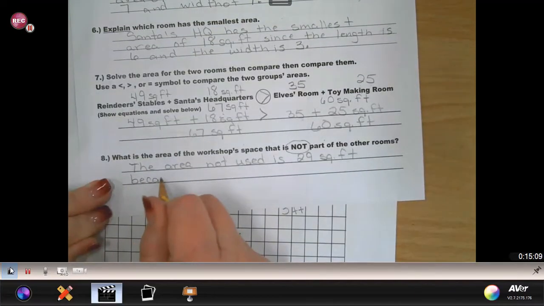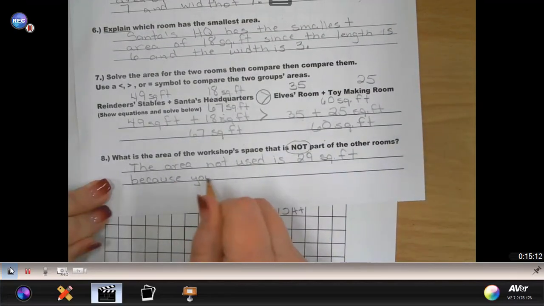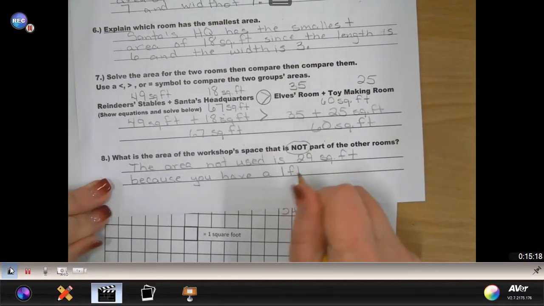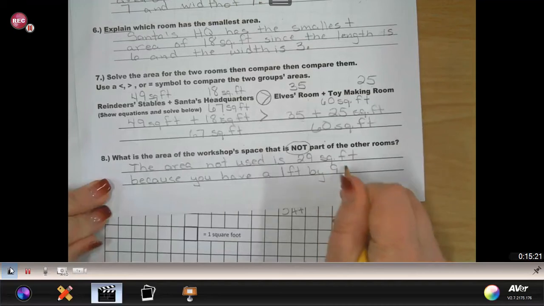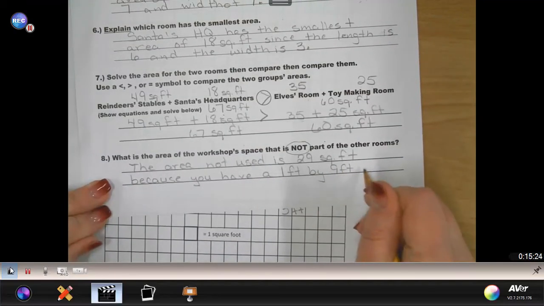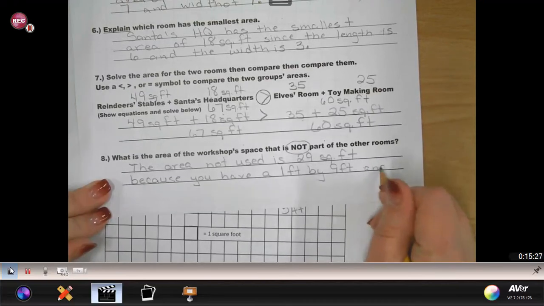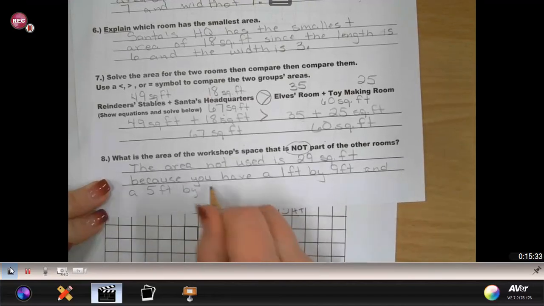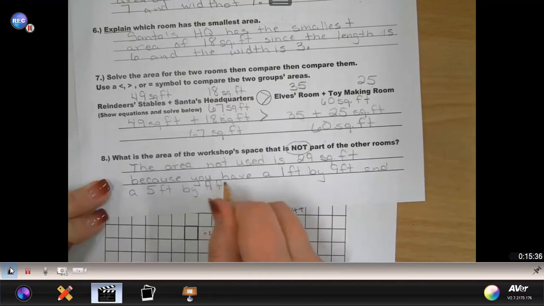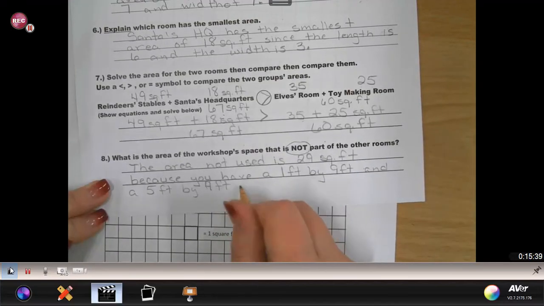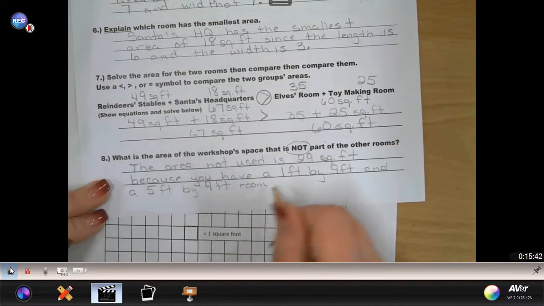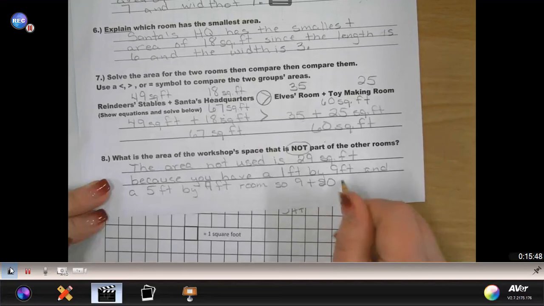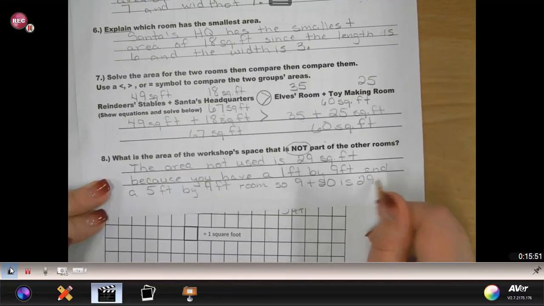Because you have a 1 foot by 9 foot and a 5 foot by 4 foot room or area. So 9 plus 20 is 29 square feet.